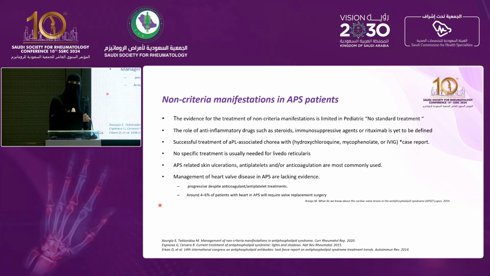If we have skin manifestations like livedo reticularis, no treatment is required, but if the patient has skin ulceration, antiplatelet therapy, meaning aspirin, can be used. If the patient has heart involvement and valvular disease, even if we treat them with anticoagulation, it won't prevent the progression of the disease and the severity of valve involvement. Eventually, those patients will end up having valvular replacement because of the severity of cardiac involvement.